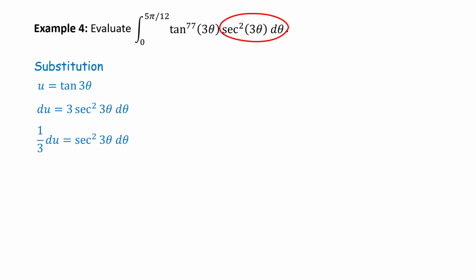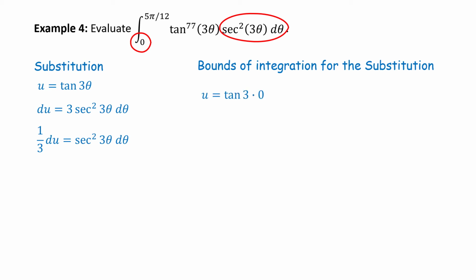Now we're going to make a change of variables for the bounds of integration for our substitution, starting with the lower bound of 0. We're going to evaluate u equals tan 3 theta at the lower bound of theta equals 0. So u is equal to tangent of 3 times 0, which is the tangent of 0, which is 0. Our new lower bound will be 0.